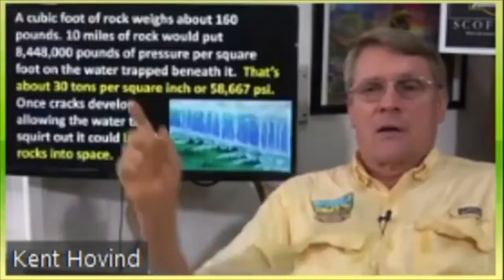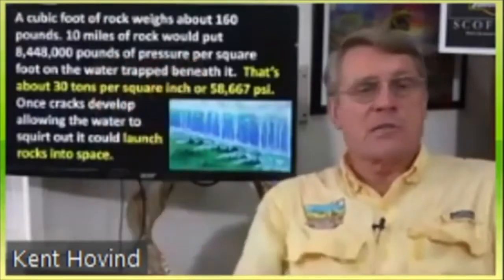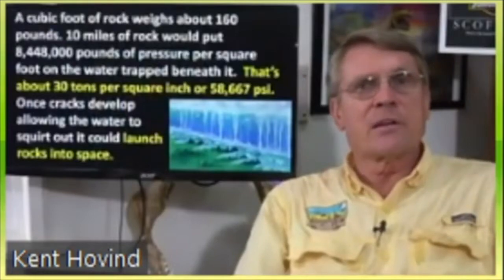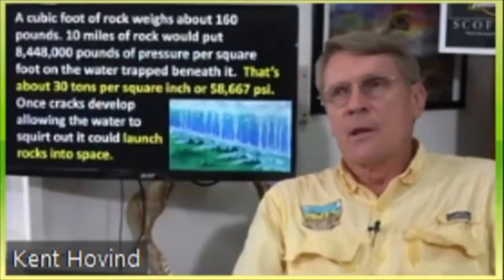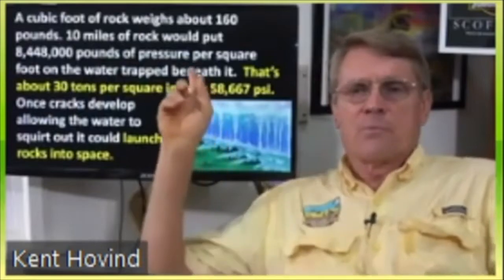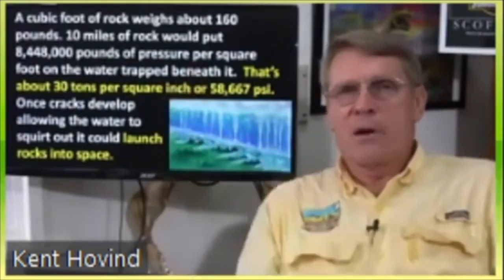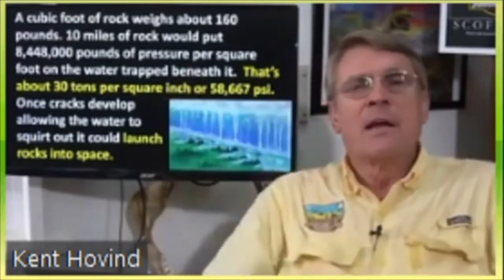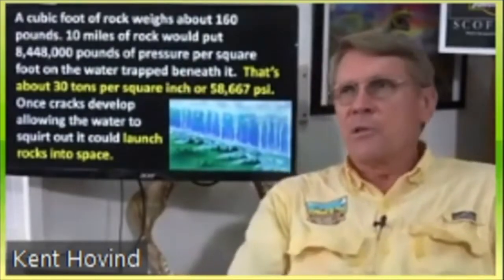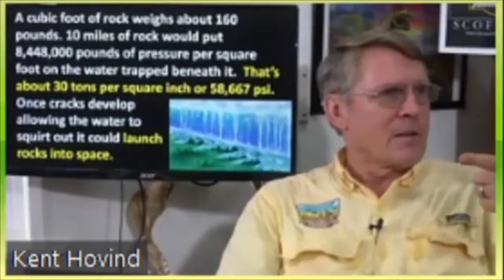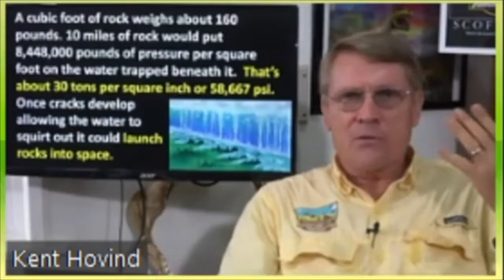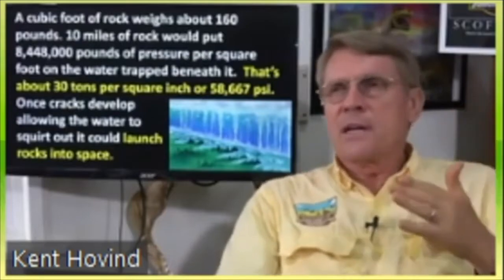Actually, a cubic foot of rock is about 160 pounds. That's what, 65, 70 kilograms. This would put 30 tons per square inch of pressure on the water underneath. It would go squirting out like, what's the name of that water pressure thing they cut steel with? Water jet. They make a water jet that'll cut through solid steel. 30 tons per square inch would shoot rocks up into orbit.